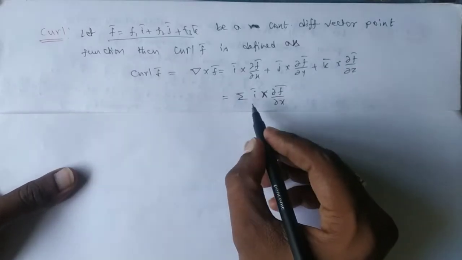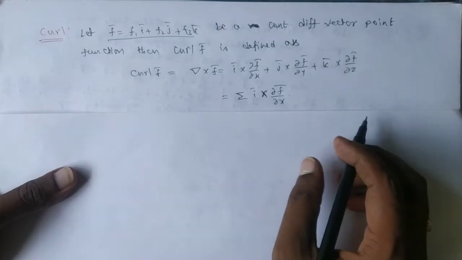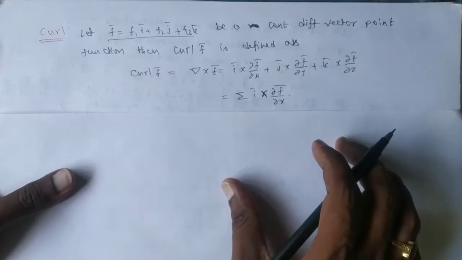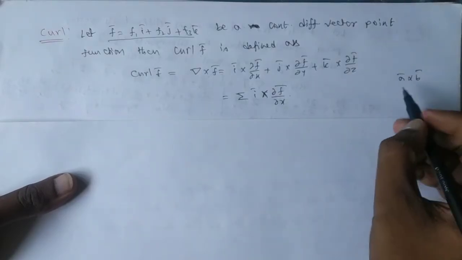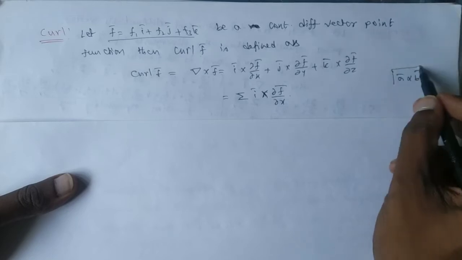In sigma notation, we should write it as sigma I bar cross dou f bar by dou x. We have to calculate in this manner. But for solving problems, we cannot use this definition as it is directly. We know how to calculate a bar cross b bar when both a bar and b bar components are known. That definition I am using here.